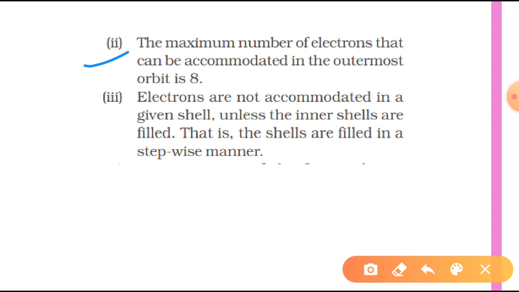Now last, electrons are not accommodated in a given shell unless the inner shells are filled. That is, the shells are filled in a stepwise manner. It simply means that you have to fill the K shell first. After that you will fill the L shell, and then it will be time for the M shell. So once one shell completely fills, then you can fill electrons into the next.